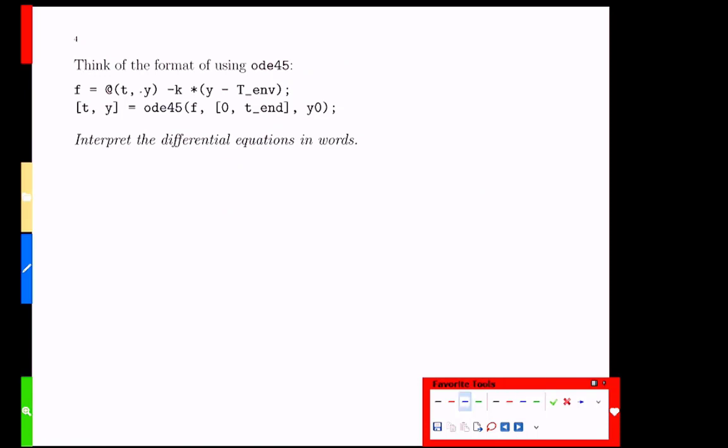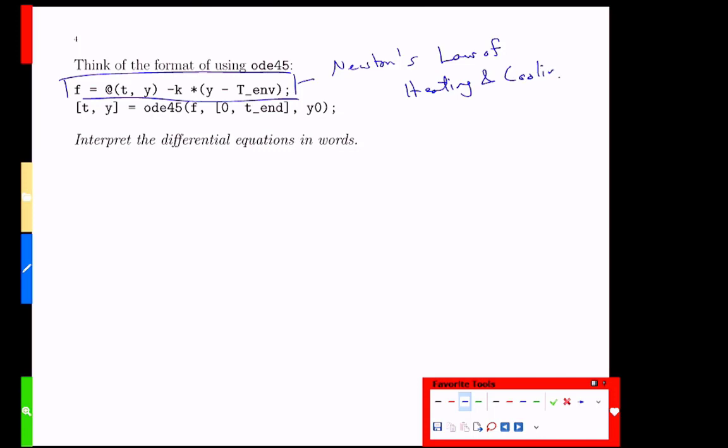First off, we're going to begin with the differential equation you've seen before. This is good old Newton's law of heating and cooling. And what it says is, remember here that f of t and y, a function of t and y, is equal to dy/dt. So when we say f here, we're interpreting it as a formula for the slopes of y.